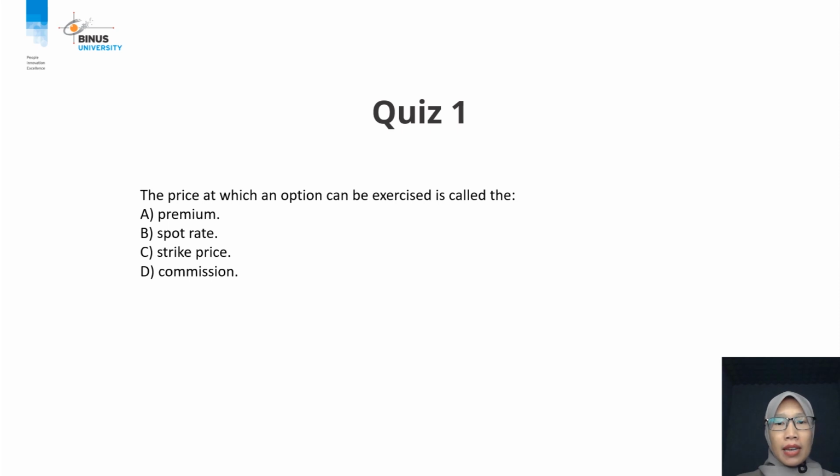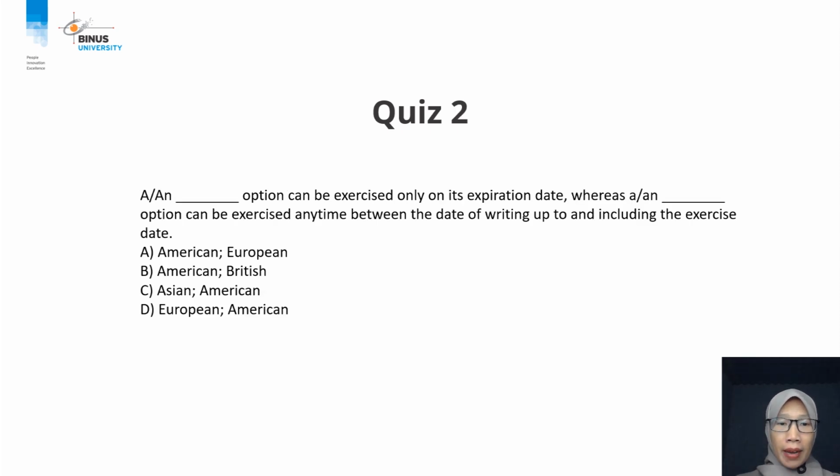So this is the end of the session. You have 2 questions you have to answer. The first question is, the price at which an option can be exercised is called the: A. Premium, B. Spot rate, C. Strike price, D. Commissions.